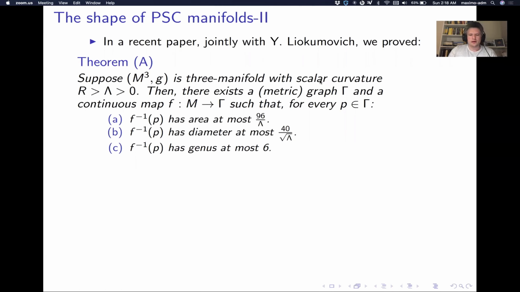Hi everyone, welcome back. This is our second video, and here we'll start the steps of proving Theorem A. So recall, as I said at the end of the first video, the starting point of Theorem A is this observation that positive scalar curvature implies smallness of certain kinds of minimal surfaces on the ambient manifold.